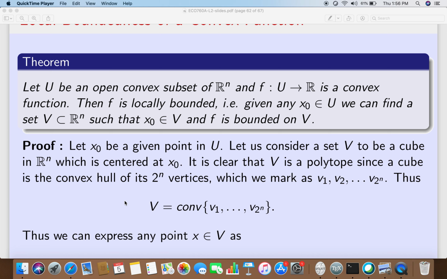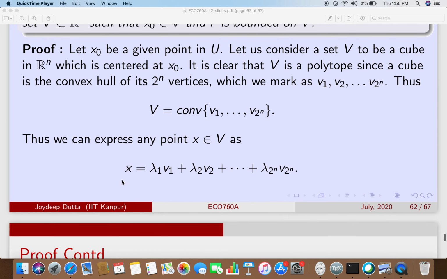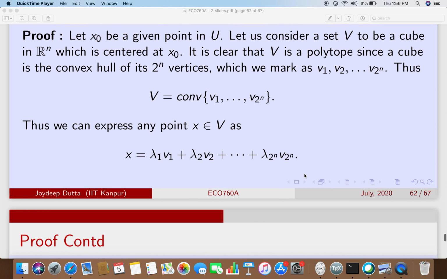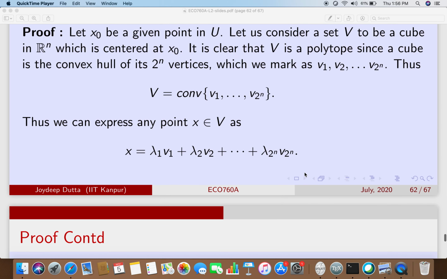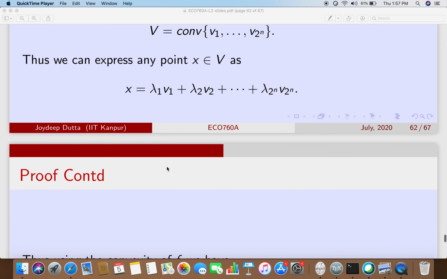Hypercube in n dimensions. So actually V essentially is a convex hull of 2 to the power n points. So any x in V can be expressed as a convex combination of these 2 to the n points. I should write that any point x, element of V, is expressed as this, and I am not writing the lambdas in detail because you know what the lambdas are.